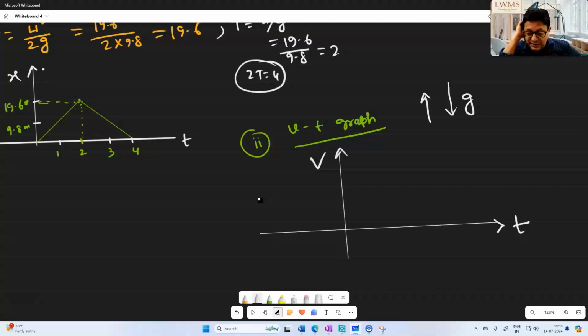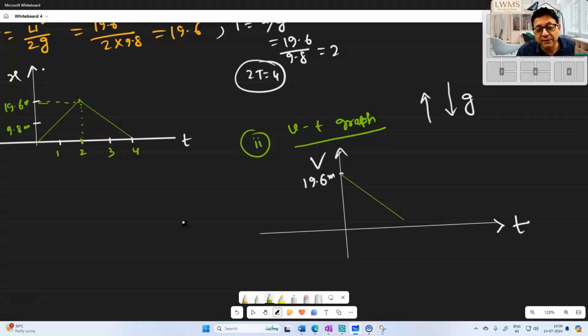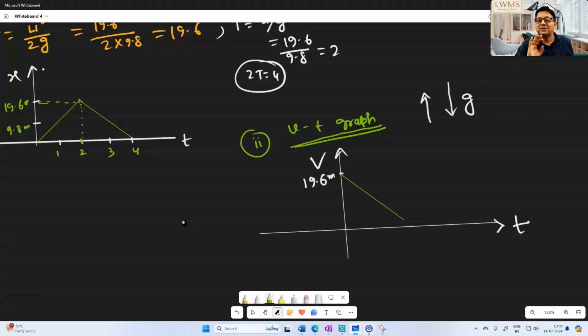Velocity time graph, whether you call it acceleration or deceleration, whatever you see. Since it is directed downward, it will be sloping downward from some maximum velocity. You have thrown it with the velocity 19.6. This will decrease. Okay, so this will be the graph. This graph has negative slope. So this one is the Vt graph. Please don't forget this. For a particle thrown upward, its Vt graph is this.